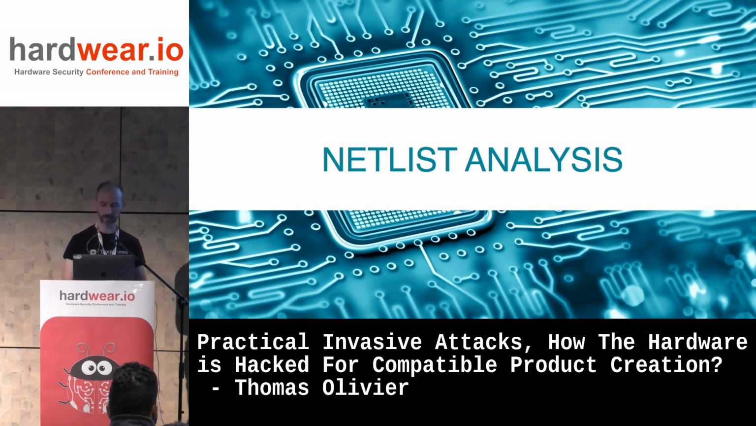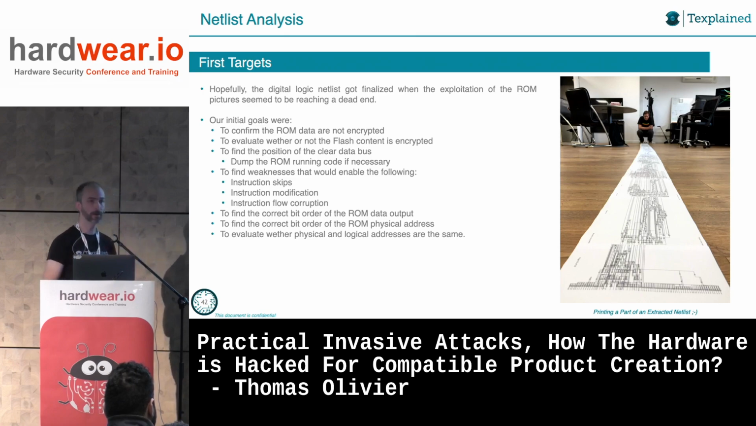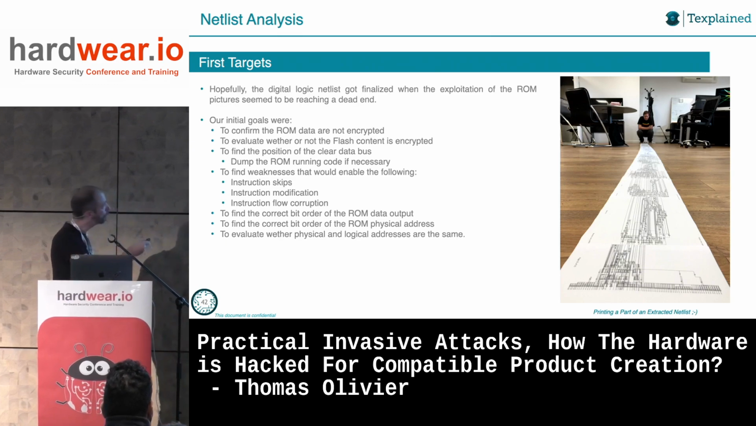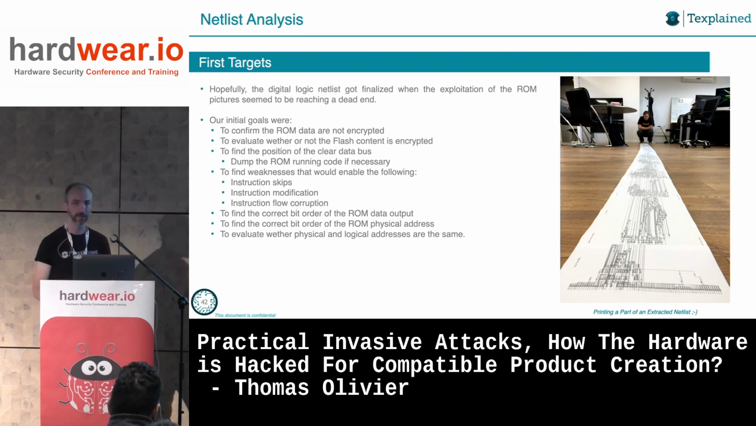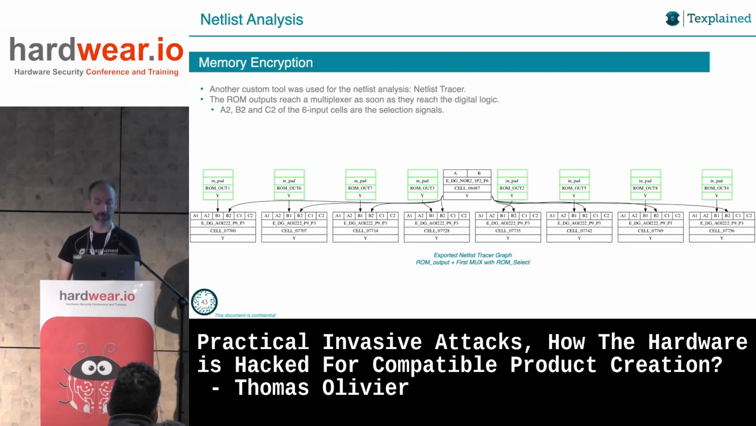So the netlist is just a file which is quite long. If you want to print a part of the netlist, you need a lot of paper, right? And inside the netlist, basically, you have all the digital logic, so you can learn a lot from the netlist itself. So we wanted to confirm that the ROM was not encrypted, but also we wanted to verify all of this, right? Find weaknesses to perform the attack, dump the ROM running code, dump the ROM code, find the order of the data and address lines, and this kind of thing, right? So, okay, let's jump in, right?